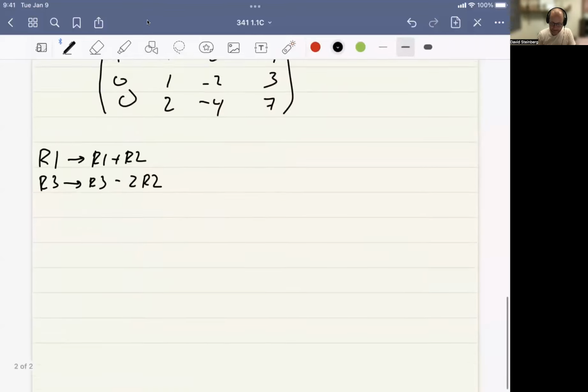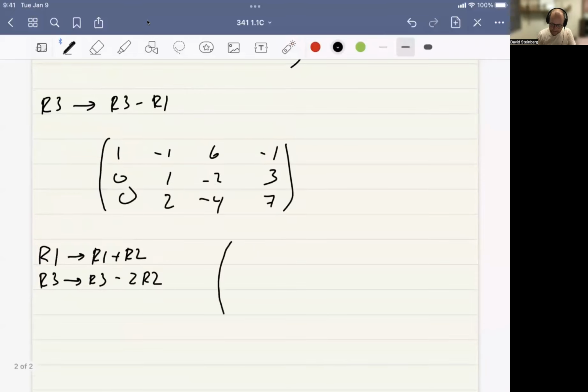Okay, so let's see how this is going to go. Our row 1 does change. We've got 1 plus 0, so that's still 1. We've got -1 plus 1, that's 0. We've got 6 plus -2 is 4. We've got -1 plus 3 is 2. Our row 2 isn't changing at all. It's hanging out. And then our row 3 is going to change as well.